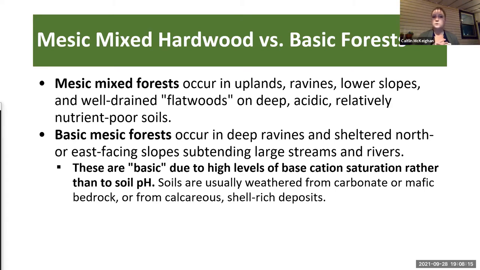So again, these are all pretty consistently moist environments, nice growing conditions for a mixture of plants. But mesic mixed forests tend to be more acidic. They're relatively nutrient poor. That doesn't mean that they're not capable of supporting plant life, but it's just a different sort of soil type. The basic mesic forests have a different, it's not so much about soil pH, but it's about the mineral content of the soil. And so basic mesic forests tend to support a different grouping of plants. Some are the same for sure, but there is much wider species diversity and things like that. So like I said, I'm sorry that my slides don't have more photos. I promise that we'll get to some shortly. So next slide, please.